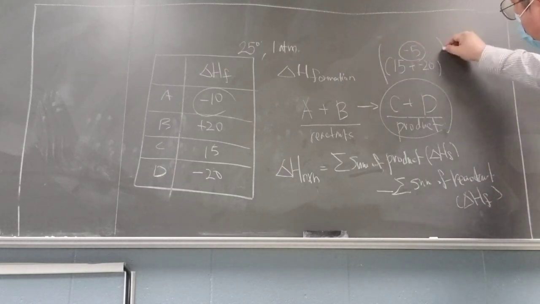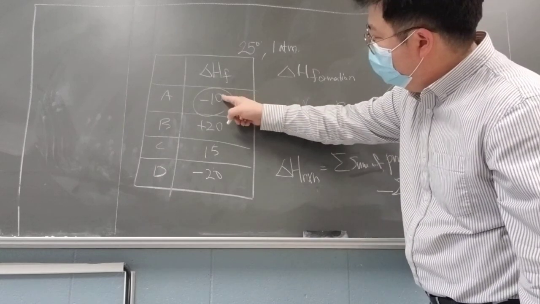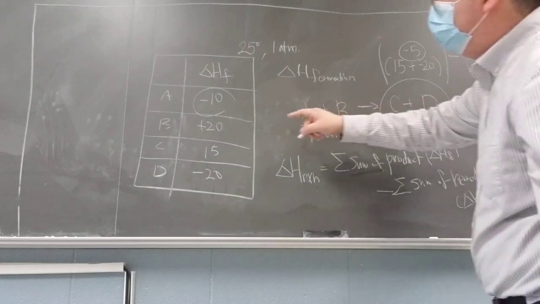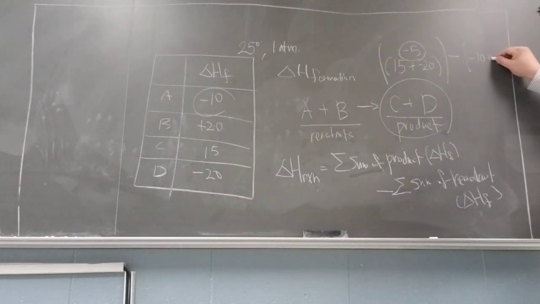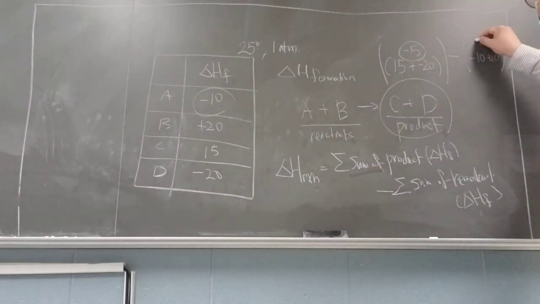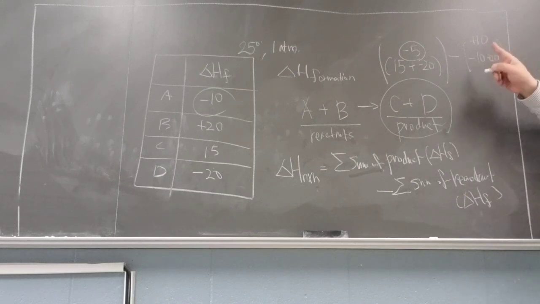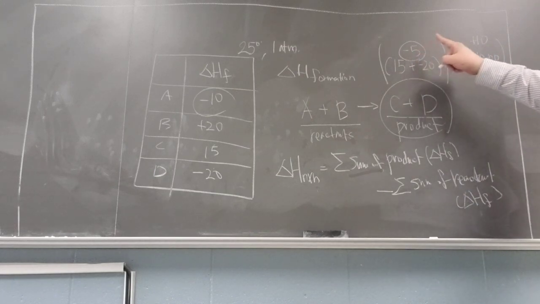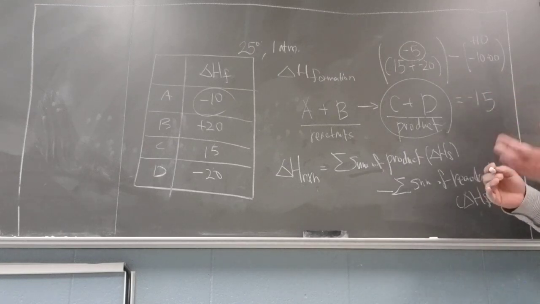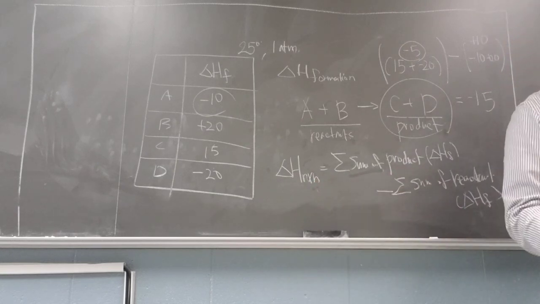And that whole thing minus, you have to do the sum of these two, so the A and B is right here, which is -10 plus 20, okay, over here. So then this will make 10, right? -10 plus 20 is 10, right? So -5 minus 10 is what? -15. So meaning the enthalpy change of this reaction is negative.